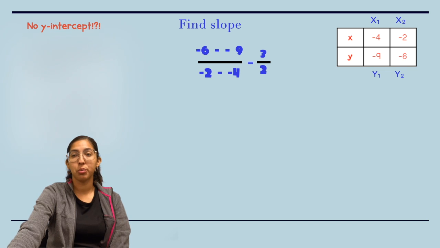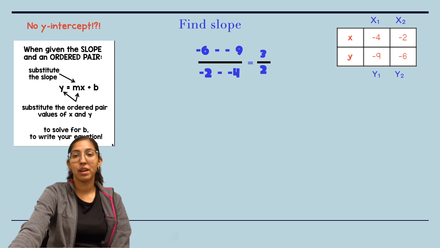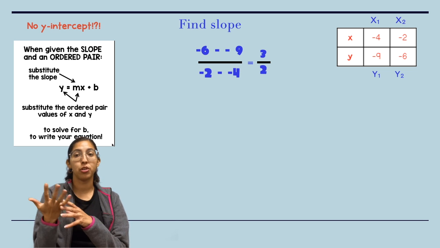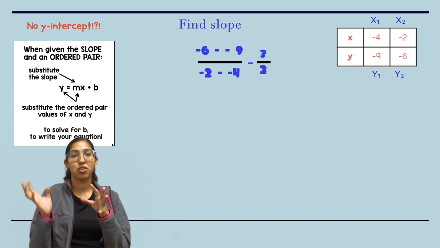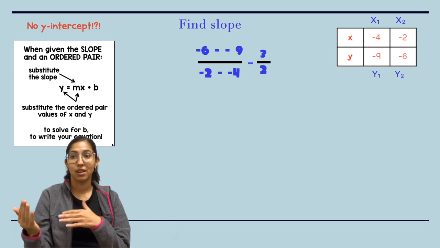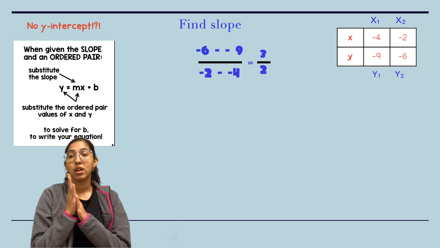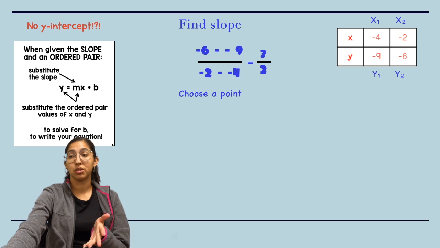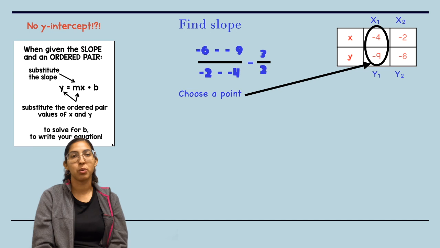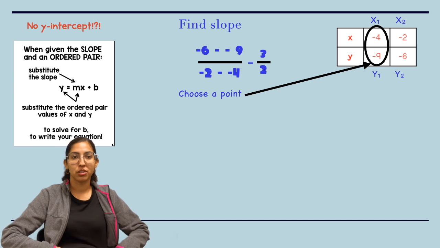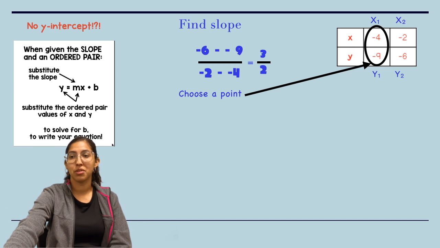So once I find my slope, I've got a slope, and I do have 2 ordered pairs. So I'm going to plug in my ordered pairs for y and x and my slope for m, and I'm going to solve for b. And really, you can use any points. So choose a point. I'm just going to choose the first one because, I mean, it's right there. The second one might be a little easier because a -2 and a -6 are smaller numbers to work with, and -4 and -9 are a little bigger, so it might be easier, but we're just going to use -4 and -9 for now.